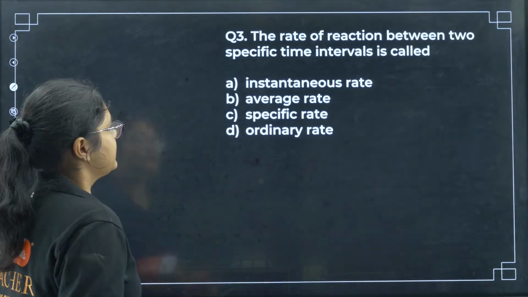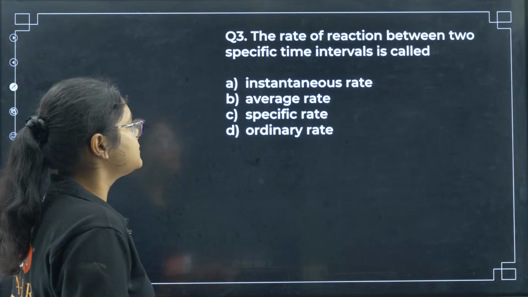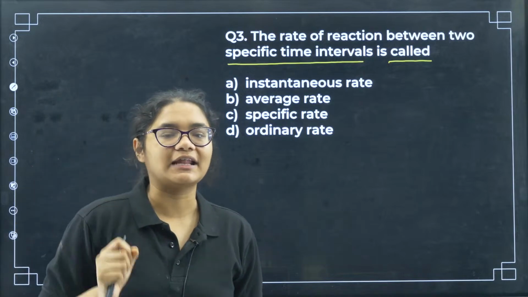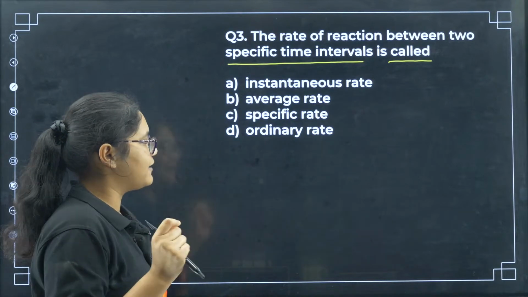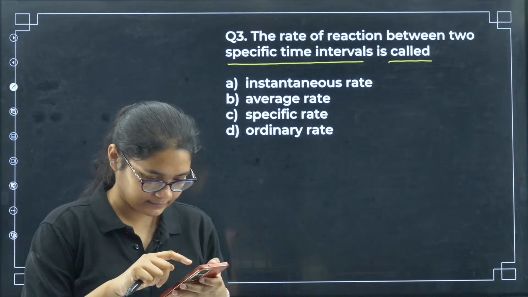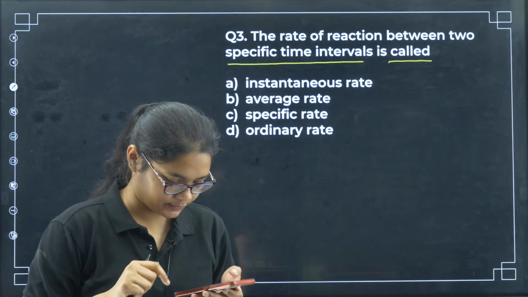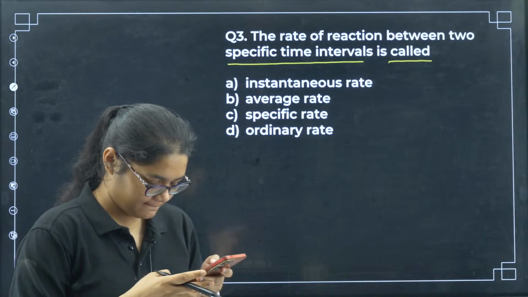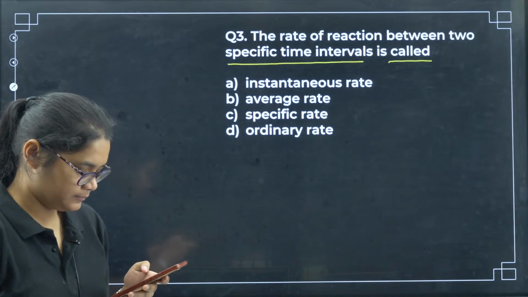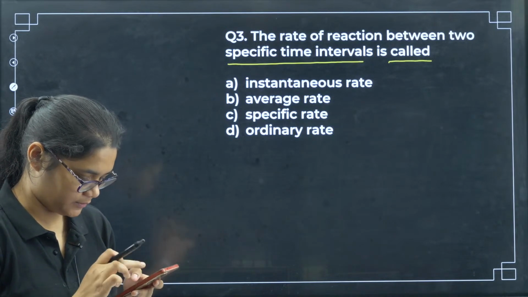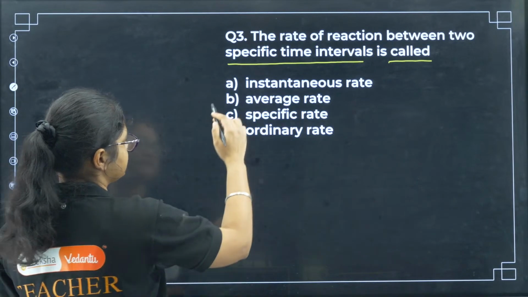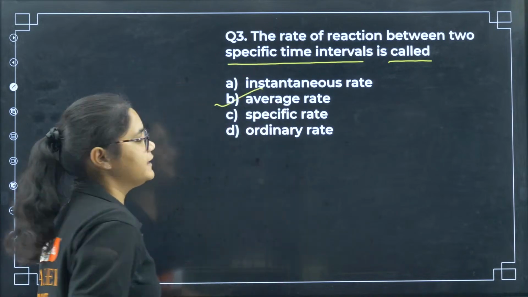Next question. The rate of a reaction between two specific time intervals is called as: is it instantaneous rate, average rate, specific rate or ordinary rate? Quick answer for this question. Just a minute. What is the answer for this question? Yes, when you have a specific time interval, it is the average rate.